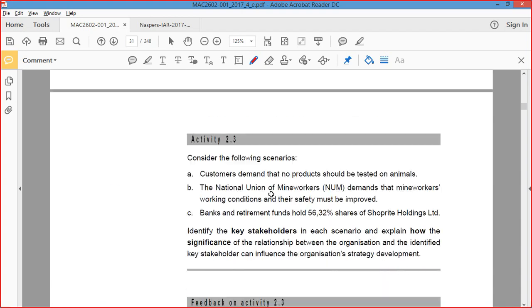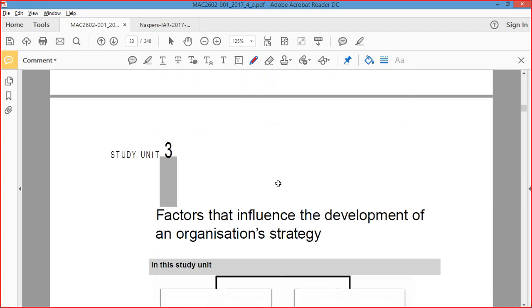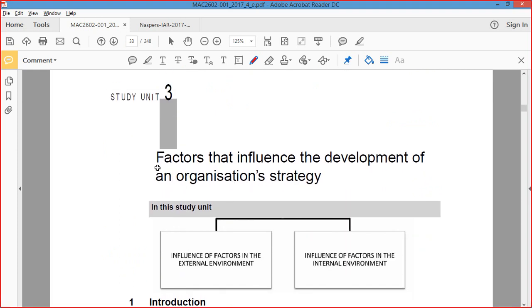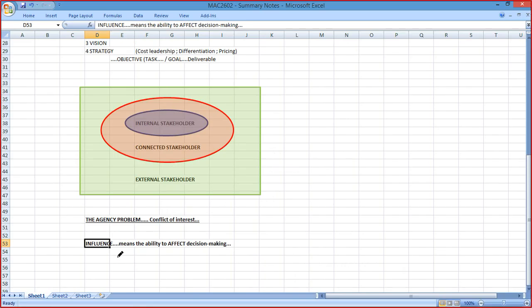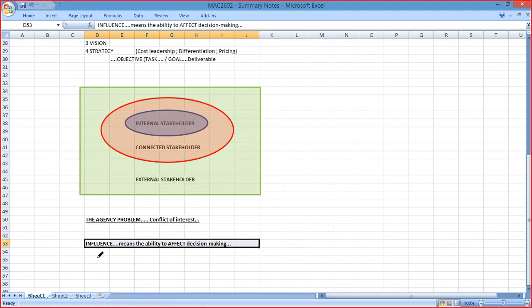Then there's a few activities there, and I think that was the end of that chapter. Yeah, perfect. Chapter 3 is a nice chapter because it's looking at factors that influence. So we just spoke about influence. What is influence? The ability to affect someone's decision making. So here I'm looking at factors. Let's start off general.